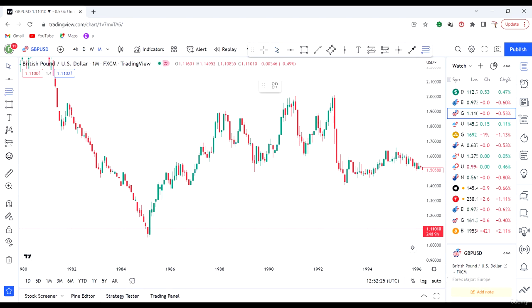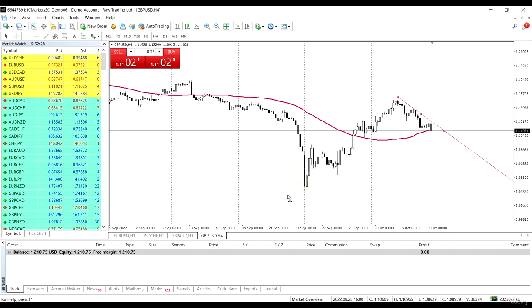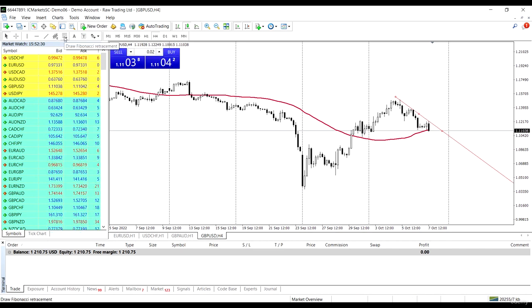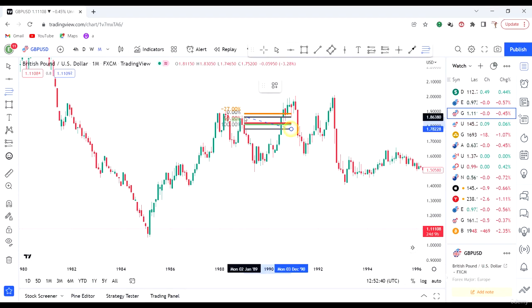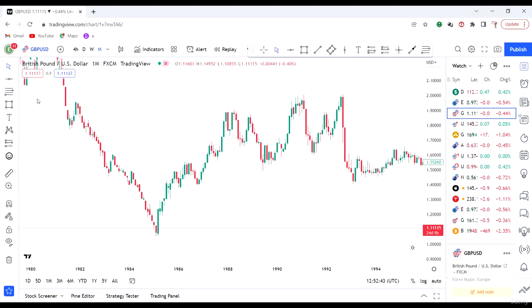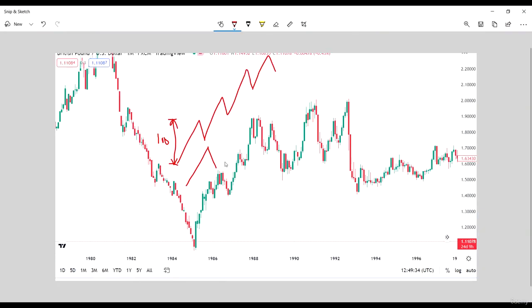This tool can also be found in your MT4 trading platform. This is the Fibonacci retracement tool. You can also come and select it here, but I'm just going to use the TradingView platform. When you select this tool, you need to identify the first point and the second point. In this case, a point like this will be point A, and a point like this will be point B. Let me just delete all of this.